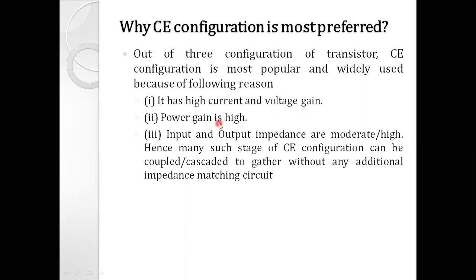And apart from these two advantages, input and output impedances are moderate to high level. And because of these, common emitter configuration can be used for coupling purpose, right? So no need to connect any impedance matching circuit while we connect one circuit to another circuit, as I said, to avoid the propagation of interference from one circuit to another circuit. Because of these advantages, common emitter configuration of this transistor is widely used in most of the applications.